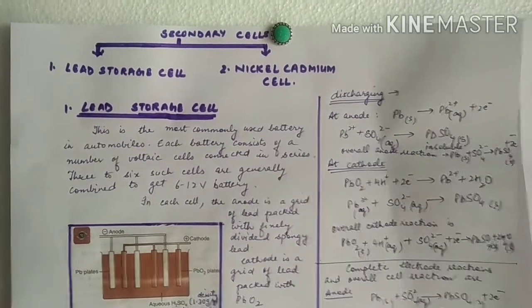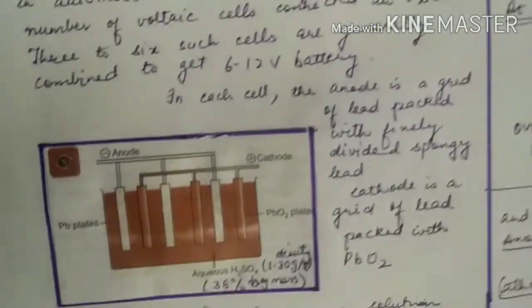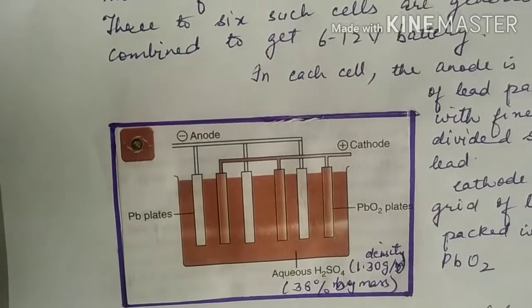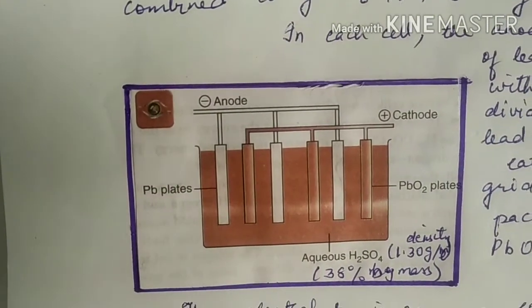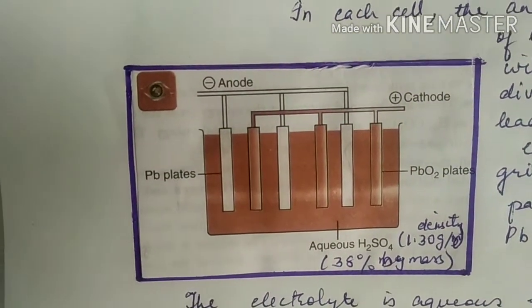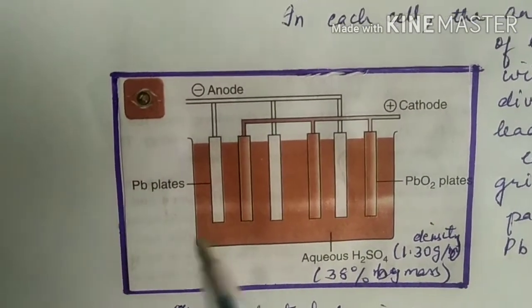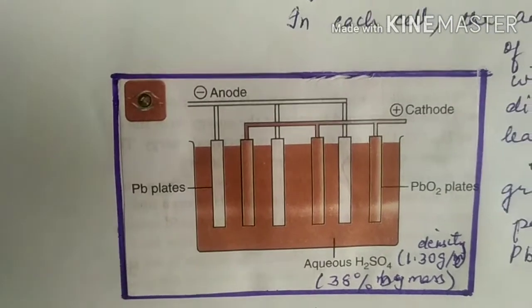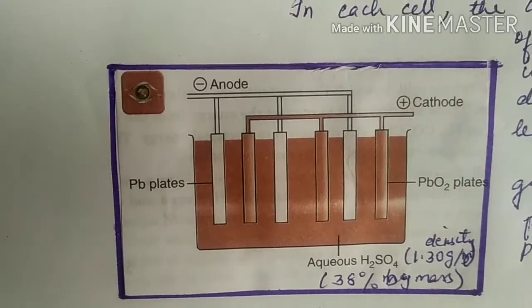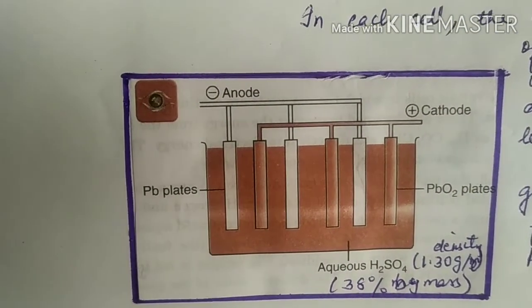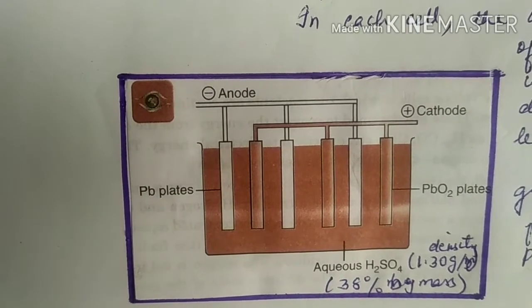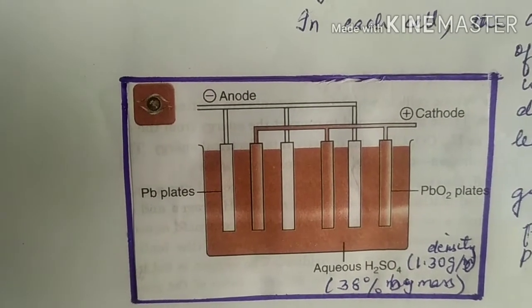First is the lead storage cell. This is the most commonly used battery in automobiles. Each battery consists of a number of voltaic cells, one anode, one cathode, connected in series. Three to six are generally combined to get a 6 to 12 volt battery.